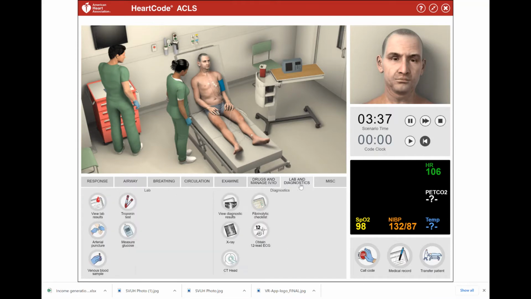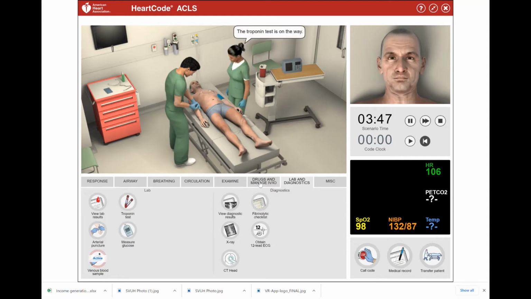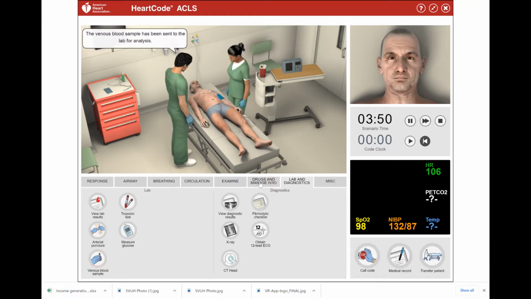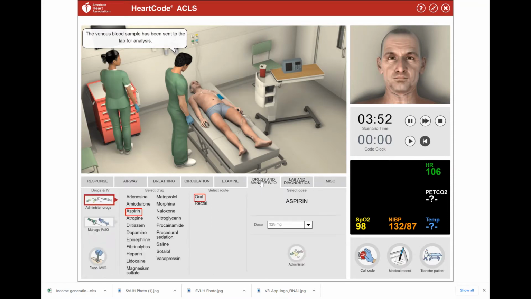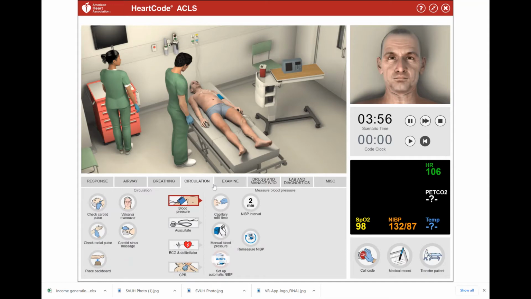We should also have taken bloods while we did the cannula, so that isn't automatically done in this. Okay, so we've sent off some bloods. A troponin test is on the way. The venous blood sample has been sent to the lab for analysis. Maybe he asked to be laid down.